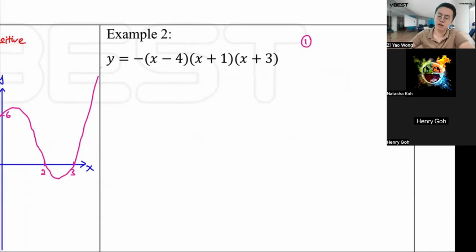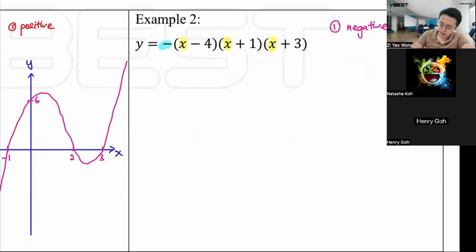Negative, yes, correct. You can see you have x times x times x, but you don't just see this. In front you have a negative, right? So I know that I have a negative graph. Second step: same thing. I'm going to let y equal to 0 to find my x-intercepts first. So you have negative x minus 4, multiply x plus 1, multiply x plus 3, equal to 0.